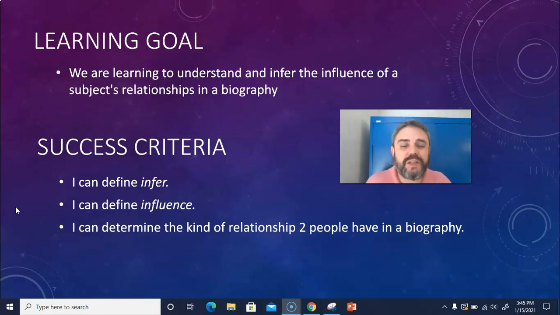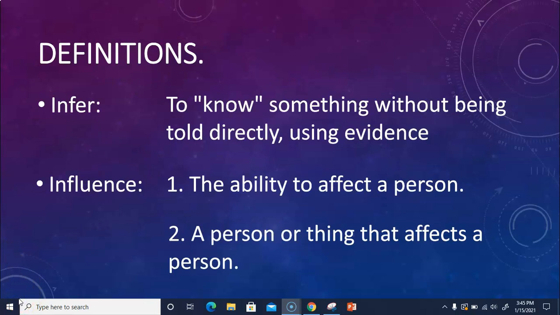All right, let's move on to definitions, and then we'll really dive into the meat of the lesson. We are really looking at two important words today as far as our definitions go. The first one we've seen before, and that's the word infer. Infer means to know something without being told directly, using evidence. So, you can infer that someone is sad by looking at the frown on their face, right? Infer, a big skill for reading.